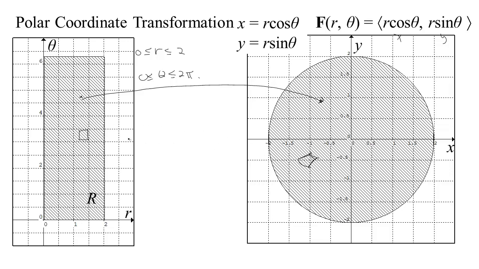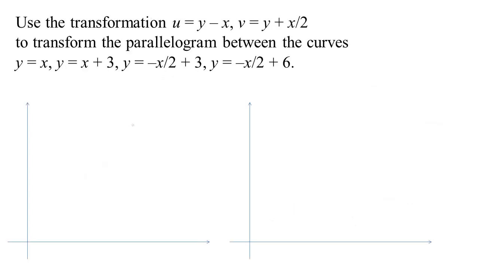So, okay, well, let's look at another example. We have a transformation. U is y minus x, and v is y plus x over 2. And we want to transform a particular parallelogram that we have in xy space. So the first question will be, well, what does that parallelogram turn into when we have this particular transformation? Let's draw the parallelogram first.